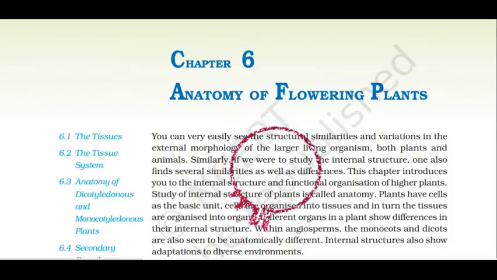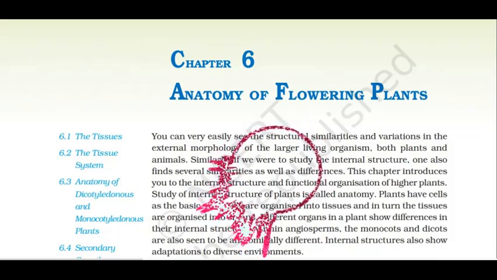So first, the epidermal tissue system. The epidermal tissue system forms the outermost covering of the whole plant body and comprises epidermal cells, stomata, and the epidermal appendages, the trichomes and hairs. The epidermis is the outermost layer of the primary plant body. It is made up of elongated, compactly arranged cells which form a continuous layer. Epidermis is usually single layered.